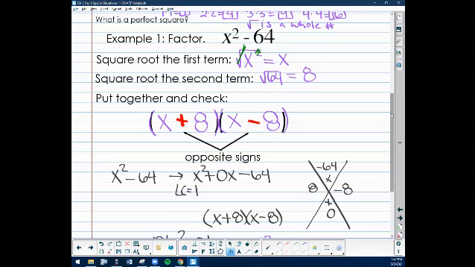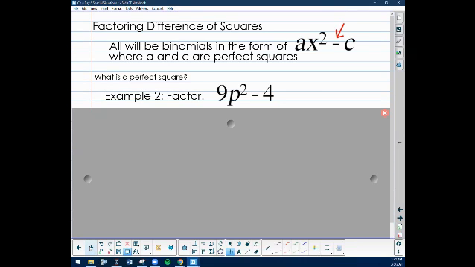We always follow that pattern. All right, so here's another one. I've got the same top. Remember, factoring difference of squares. Difference means subtracting. Squares is A and C have to be a perfect square. Okay? When we get the question, you want to make sure that A and C are perfect squares.